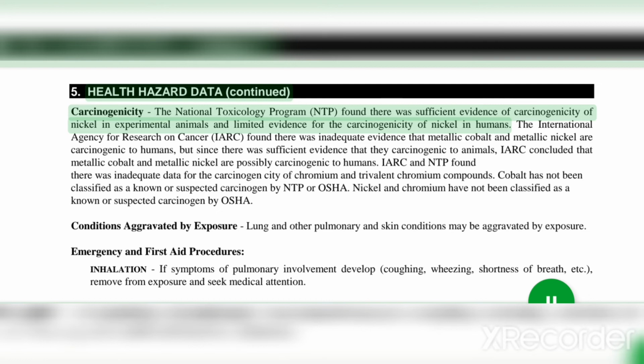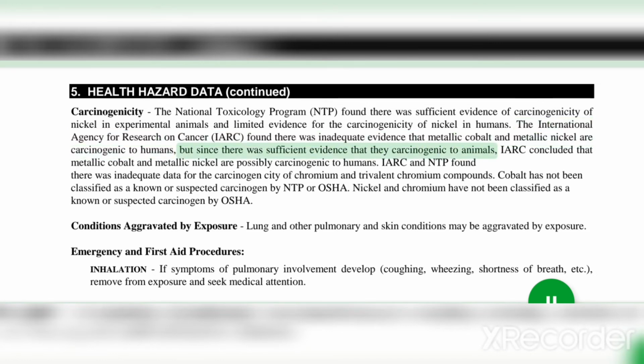Carcinogenicity. The National Toxicology Program (NTP) found there was sufficient evidence of carcinogenicity of nickel in experimental animals and limited evidence for the carcinogenicity of nickel in humans. The International Agency for Research on Cancer (IARC) found there was inadequate evidence that metallic cobalt and metallic nickel are carcinogenic to humans.